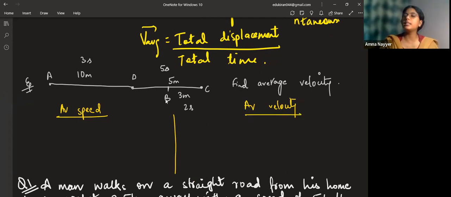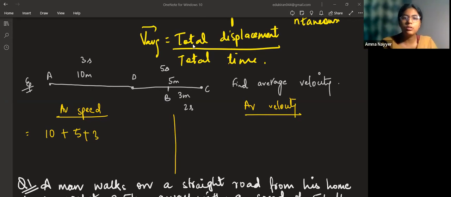What is the total distance that we have to take? First, the person went from A to D, so the total distance, 1 is 10 plus. Next distance, the person went here, 5 meters. Then again, the person came back, 3 meters, right? Good, Yasir. Correct answer. Please add the units, meter per second.